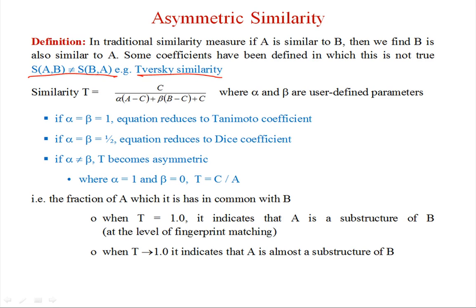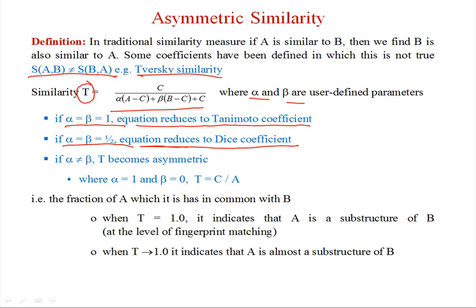Here it is defined as T and can be given as C divided by alpha into A minus C plus beta into B minus C plus C, where alpha and beta are user defined parameters. If alpha and beta are equal to 1, then the equation reduces to the Tanimoto coefficient, and if alpha is equal to beta is equal to 1 by 2, then the equation reduces to the Dice coefficient. If alpha is not equal to beta, then T becomes asymmetric.